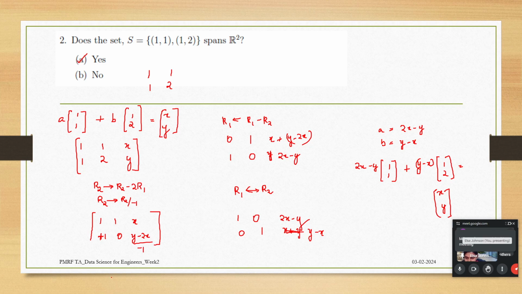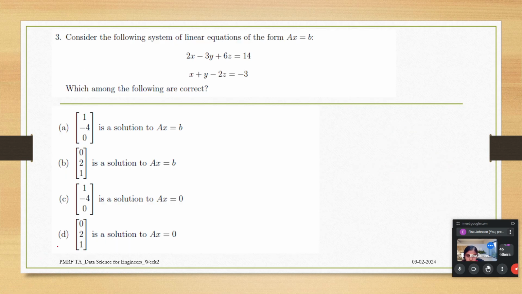Okay, so the next one. So next question: consider the following system of linear equations of the form Ax = b. Which of the following are correct? These two are asked. So the system of equations given are these.